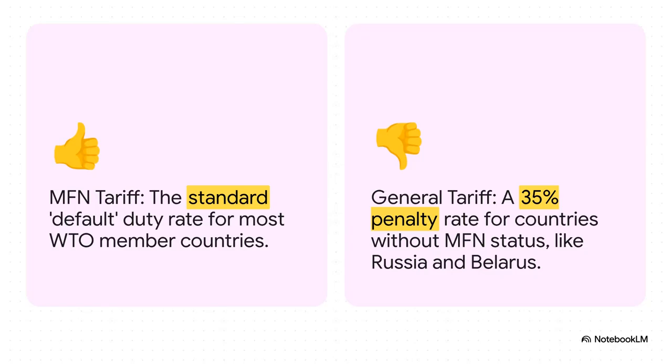So here's the bottom line. Most countries get what's called the Most Favored Nation, or MFN rate. That's basically the standard price. But if a country doesn't have this status, right now that includes places like Russia and Belarus, they get hit with the general tariff, and that is a steep 35% penalty. This really shows you the massive financial impact of international trade deals.